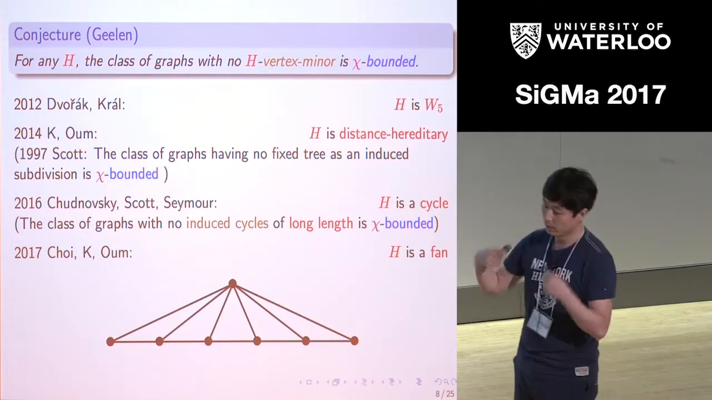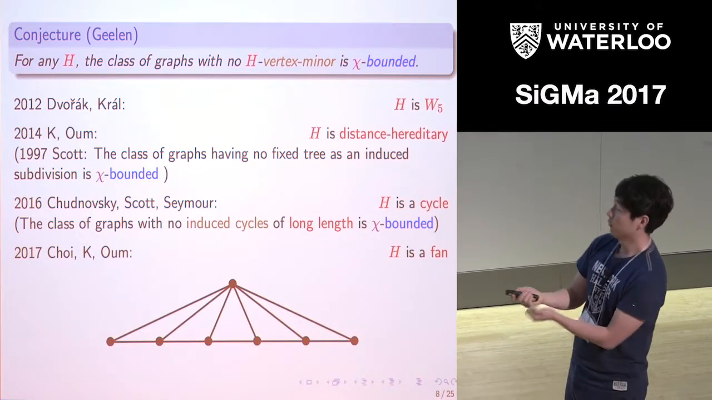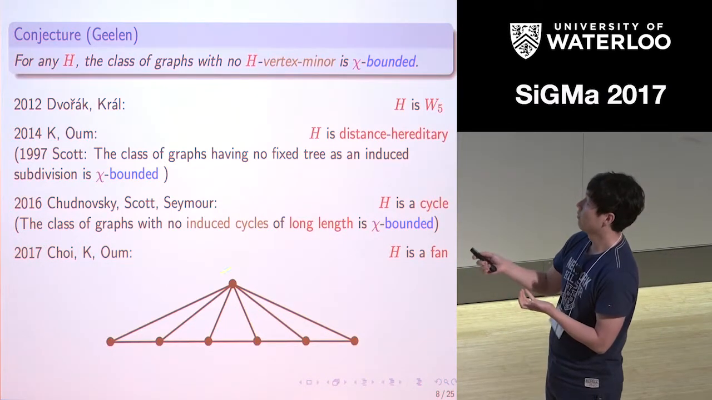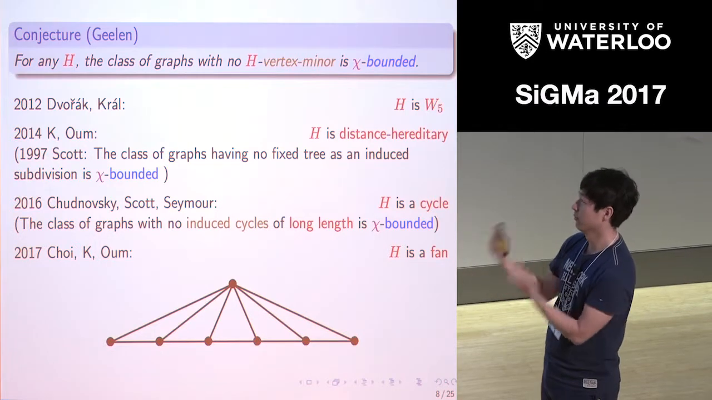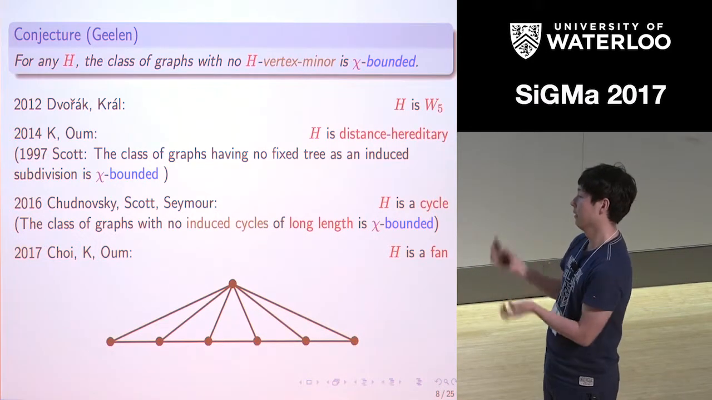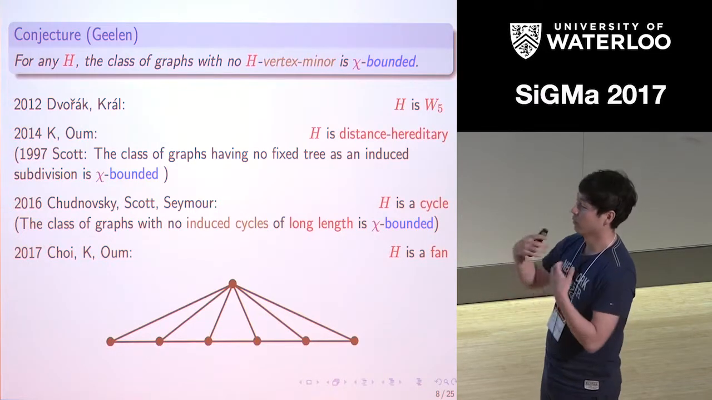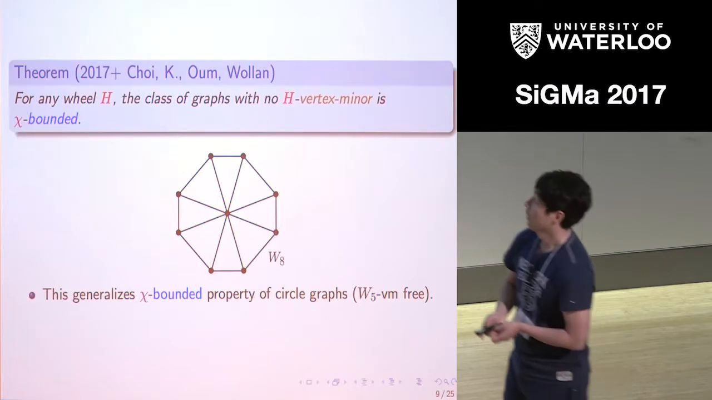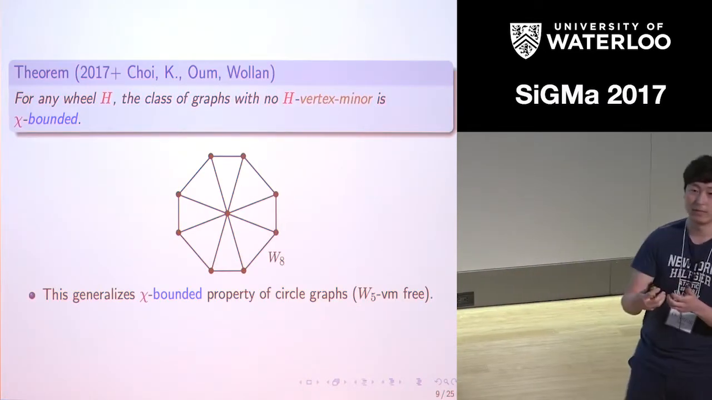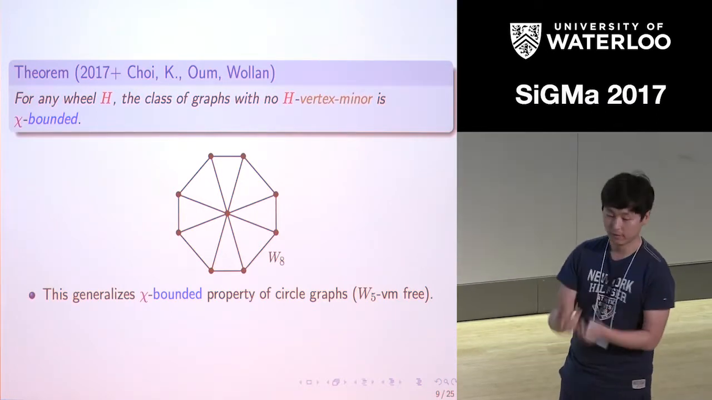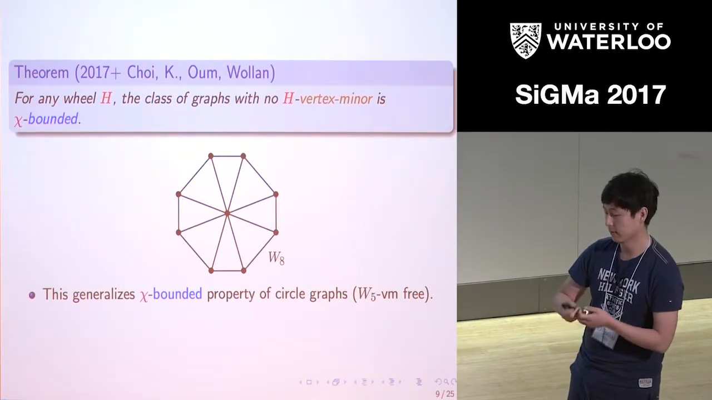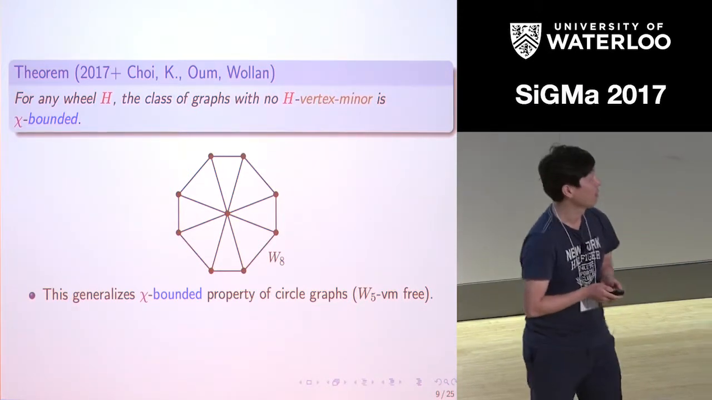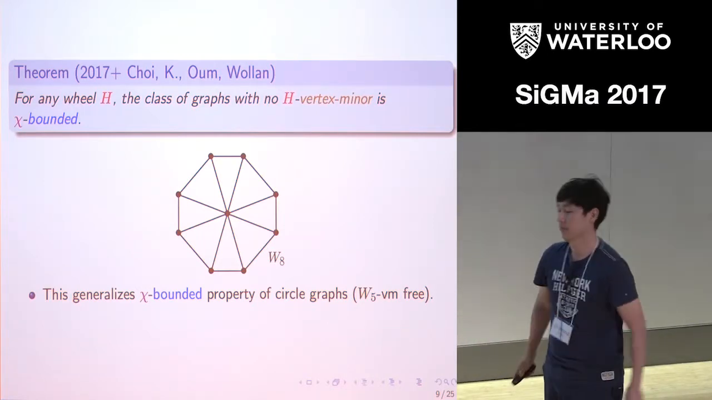But actually, we were more interested in forbidding a large fan graph, because a fan graph is a circle graph, so if you forbid this, then the class doesn't contain all circle graphs. So somehow we want to generalize the result on circle graphs and the result for fan graphs. And then recently we proved that actually for every fan graph, the class of graphs having no fan as a vertex minor is chi-bounded. So this generalizes the chi-bounded property of circle graphs and fan-free vertex-minor-free graphs.